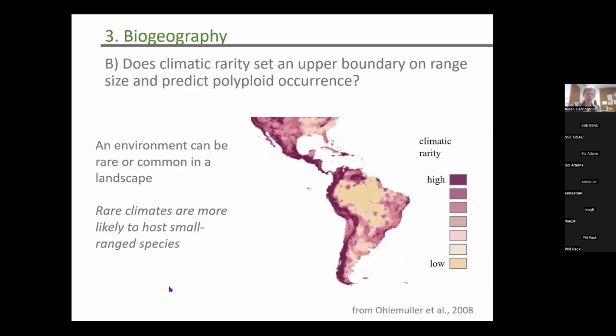Okay, so the second question is related to climatic rarity. Does climatic rarity set an upper boundary on range size, and does it predict polyploid occurrence? The key idea here is that a given environment can be rare or common in a landscape, and we find that rare climates are more likely to host small-range species. It's a fairly well-established phenomenon from this paper, Ohlemüller et al. 2008.